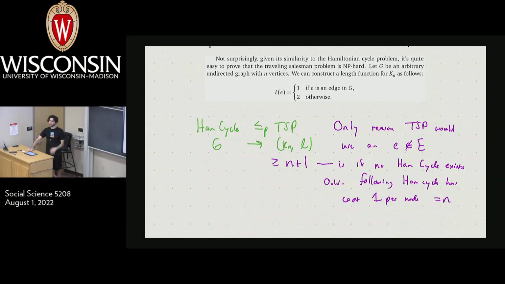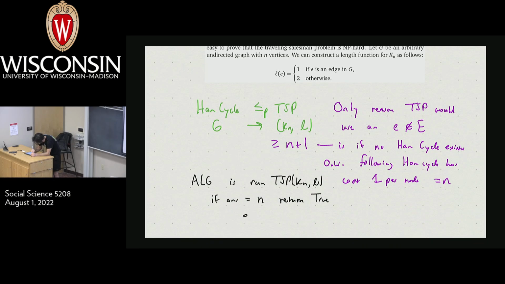So basically, the algorithm would be to run TSP on a complete graph with that corresponding length function. If the solution is n, we return true. If it's bigger than n, return false. So the algorithm is: run the TSP algorithm on K_N with length function L. If the answer equals n, return true. Else, the answer is at least n plus 1, return false.